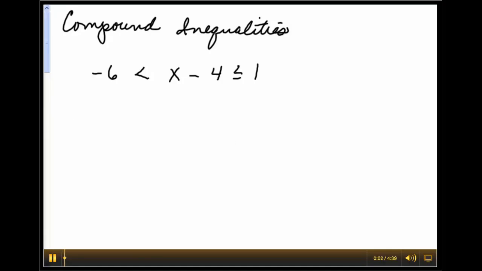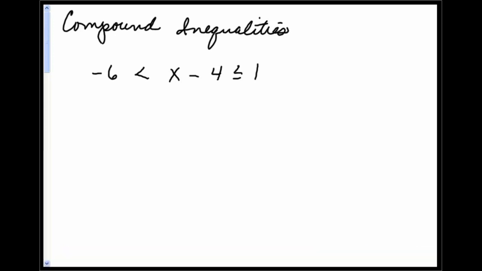Compound inequalities are different because they have three parts. They've got a left-hand side, a middle, and a right-hand side. And we can see that in this particular inequality, the three parts. You've got a part on the left, a part in the middle, and a part on the right. The variable is in the middle, and that's where we're going to begin our work.